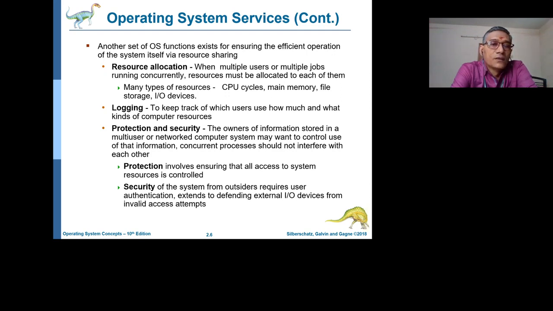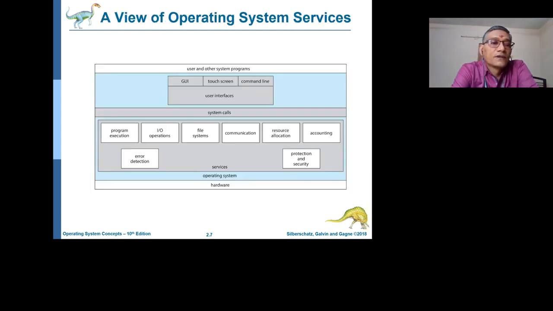Protection and security. The owners of information stored in a multi-user or networked computer system may want to control use of that information. Concurrent processes should not interfere with each other. That comes under protection, which involves ensuring that all access to system resources is controlled. Security of the system from outsiders requires user authentication, and extends to defending external IO devices from invalid access attempts.